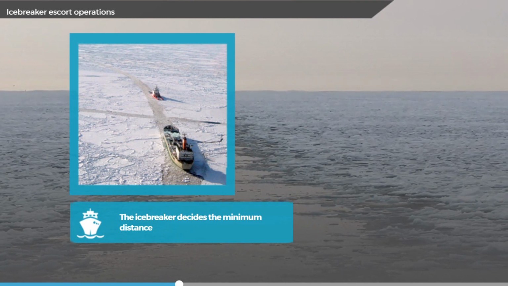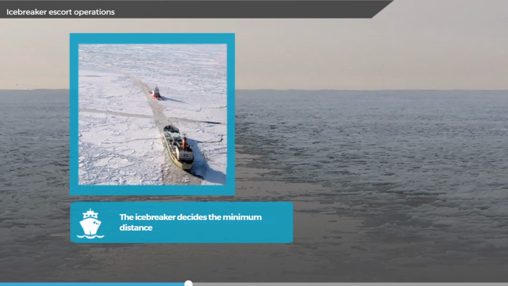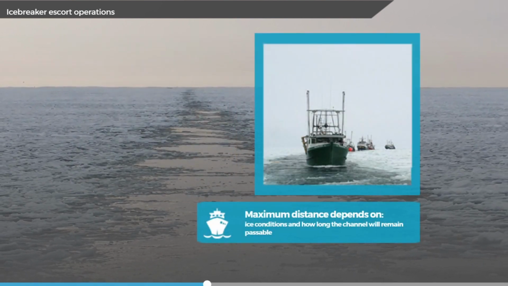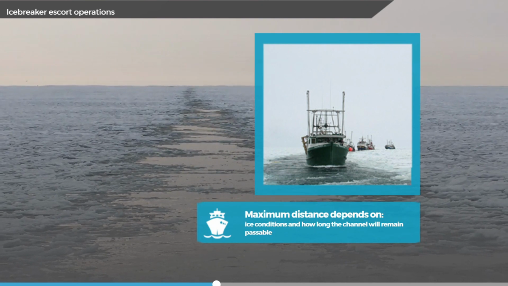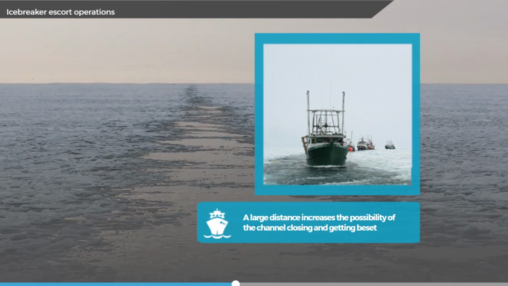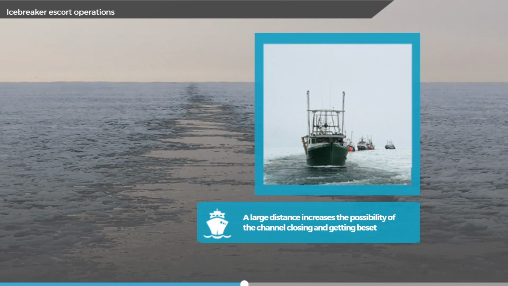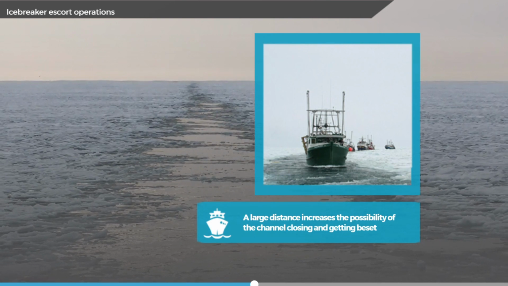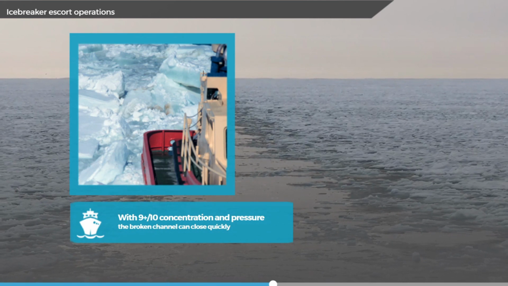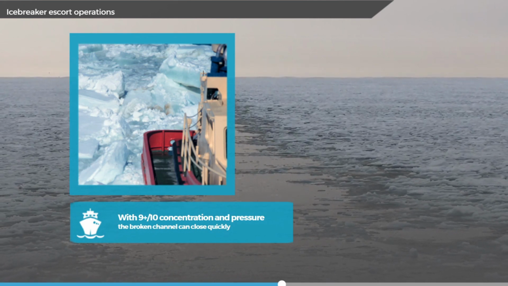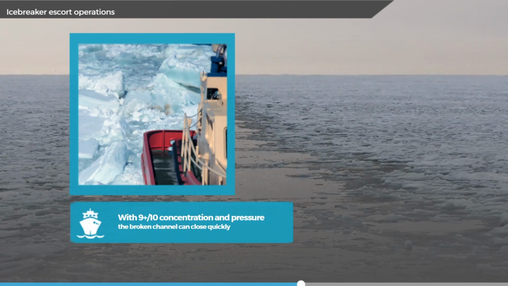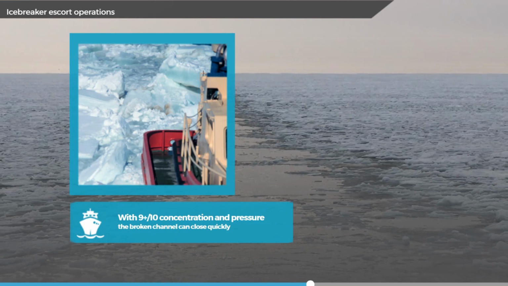Once this distance has been established, it is the responsibility of the vessel to maintain it. The maximum distance depends on ice conditions and how long the channel will remain passable. A large distance is safer, but it increases the possibility of the channel closing and getting beset, which would need a freeing operation by the icebreaker. With 9/10 concentrations or higher of pressurized pack ice, the broken channel will have a tendency to close quickly behind the icebreaker. This means keeping a very close escort, and it increases the risk of getting beset.